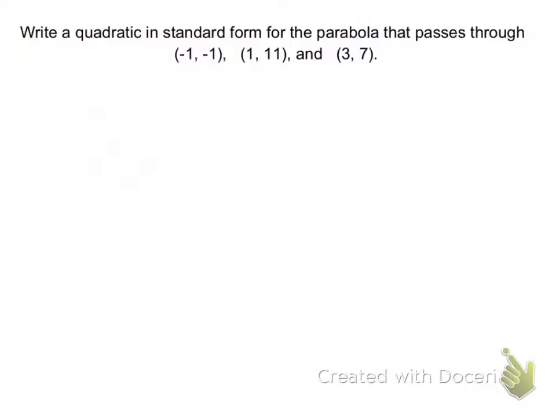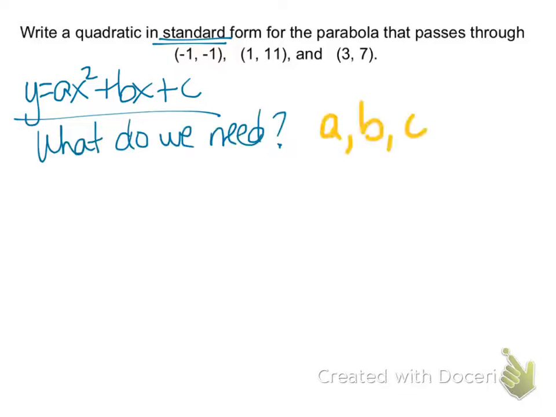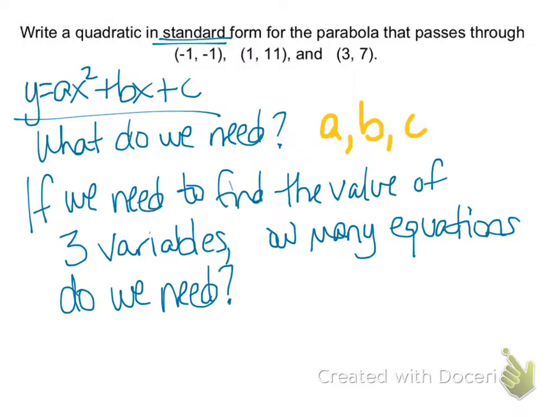And finally, write a quadratic in standard form for the parabola that passes through three given points. So we're told that we need to write it in standard form. So standard form is y equals ax squared plus bx plus c. And so what do we need? Well, we need our a, b, and c. If we need to find the value of three variables, how many equations do we need? You'll recall from chapter 3 that if we need to find three variables, then we're going to need three equations.